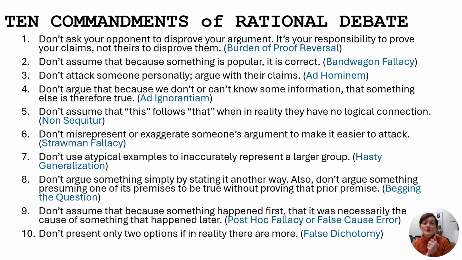All right, so those are those two terms other than the 10, appeal to authority and appeal to emotion. So let's get back into the 10. We did the first 5 in the last video. We're going to start with 6 here and go through 7, 8, 9, and 10. So we're going to do straw man fallacy, hasty generalization, begging the question, post hoc fallacy, and false dichotomy in this video.